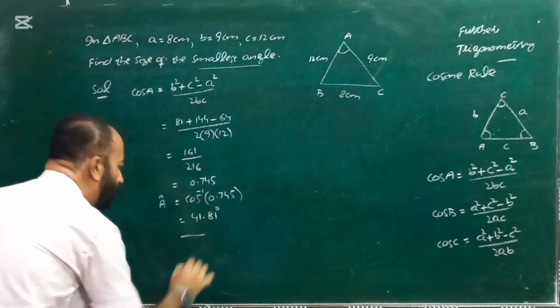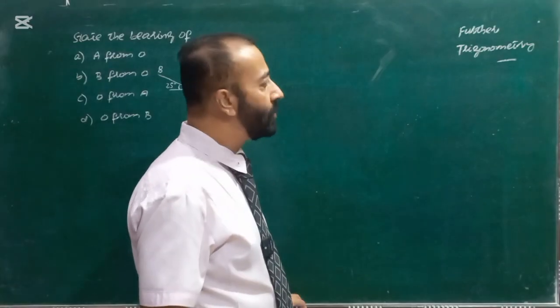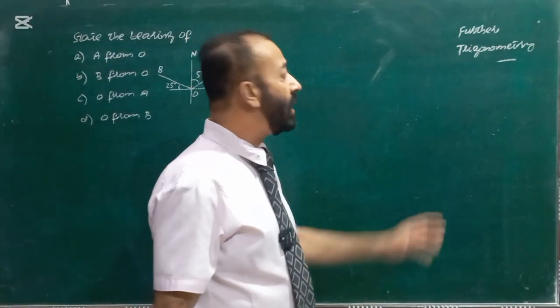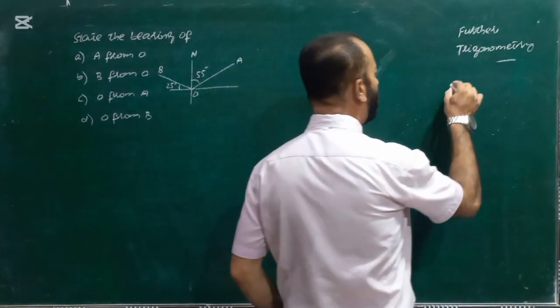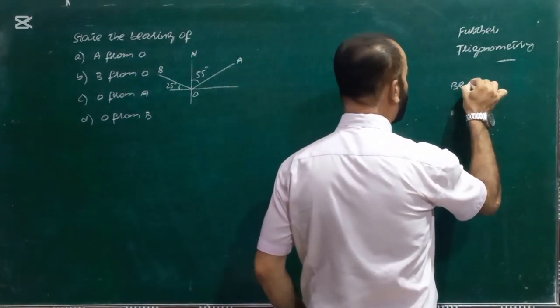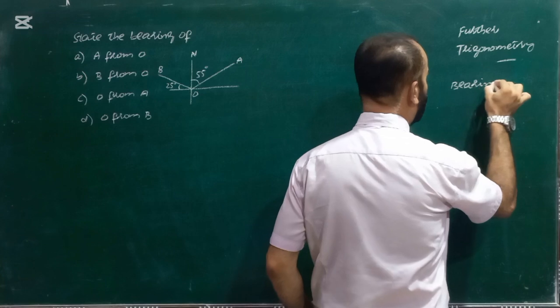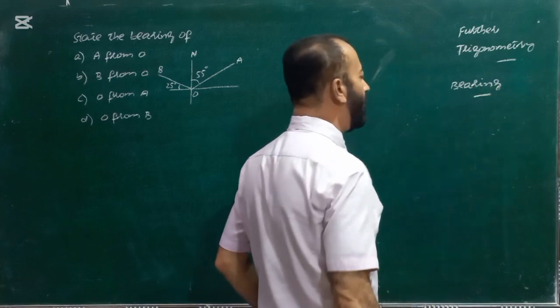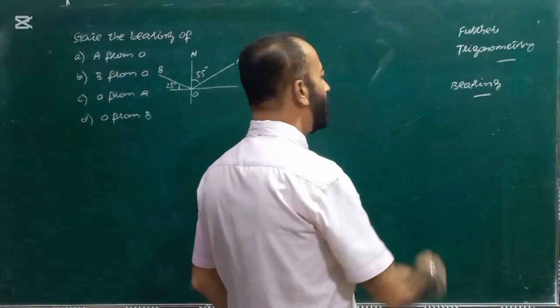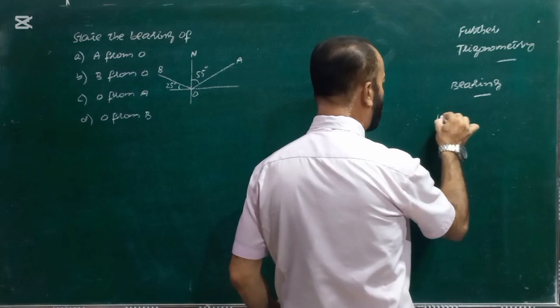So this is the smallest angle. Okay, students, our next topic in further trigonometry is very important, so you have to concentrate a lot. This is one of the tough topics in trigonometry, that is called bearing. For bearing, you have to be careful about 3 points.